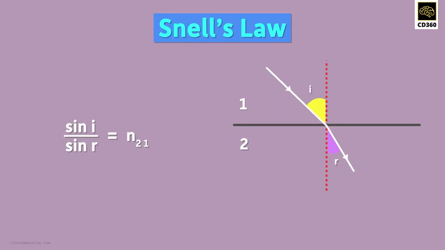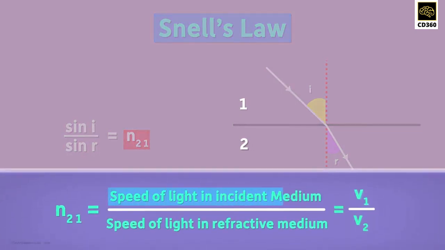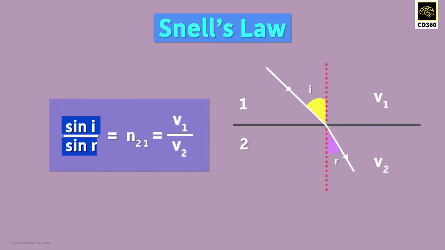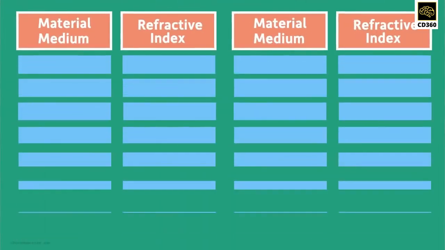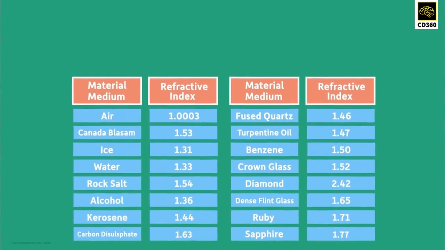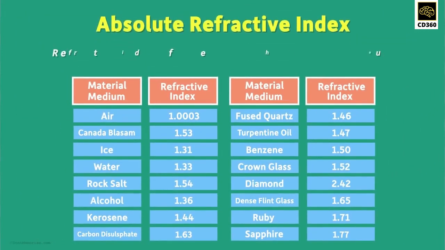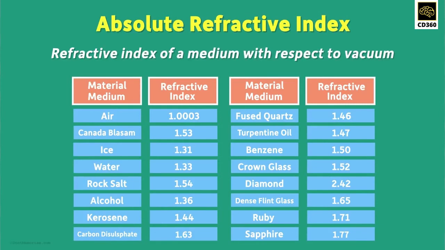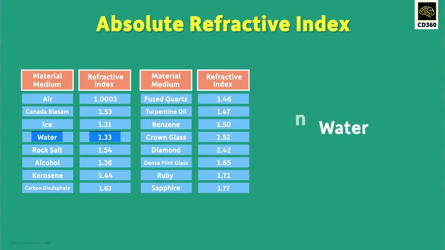In the previous video, we'd seen what n12 means. It is equal to the ratio of the speed of light in the incident medium to the speed of light in the refractive medium. So we can also say that sin i over sin r is v1 over v2. There's yet another way to understand this. We may want to understand the ratio in terms of the absolute refractive indices of the medium. Absolute refractive index, if you remember, is the refractive index of a medium with respect to vacuum. For instance, if the refractive medium is water, then it's written like this.